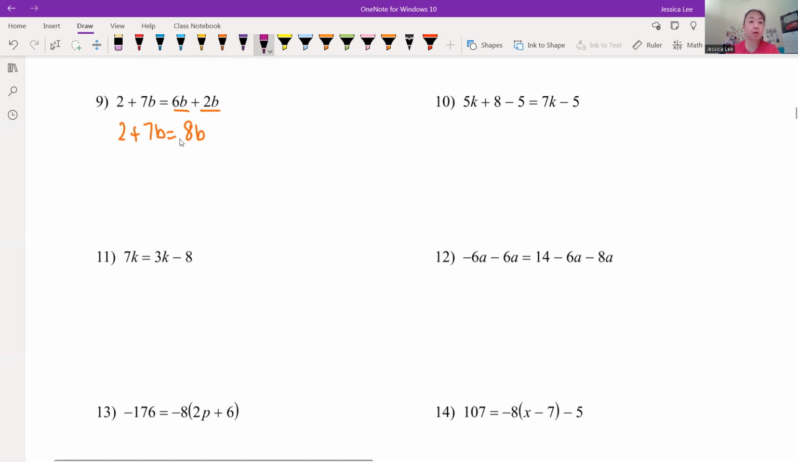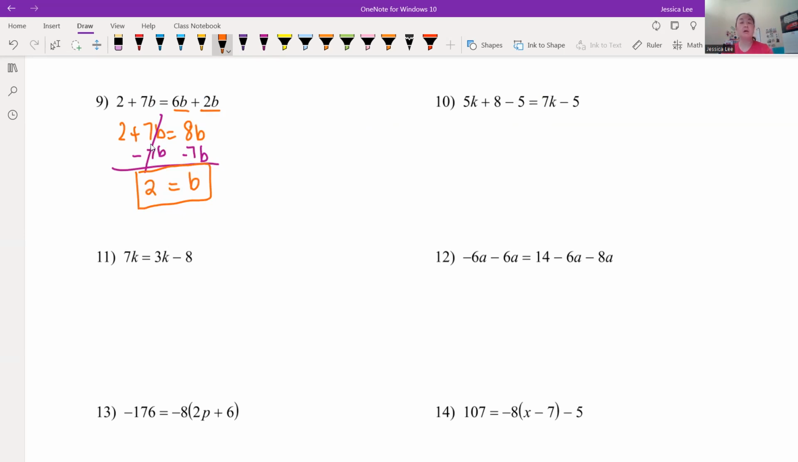So what we're going to do here is I have the number 2 over here on the left. So I'm going to get rid of this 7b. And the way I get rid of a plus 7b is subtract 7b. Subtract 7b, and I have left 2 is equal to 8b minus 7b, which is 1b, or you can just say b. Remember, we don't really need to write 1b. We can just say b. Same thing. So b is equal to 2.